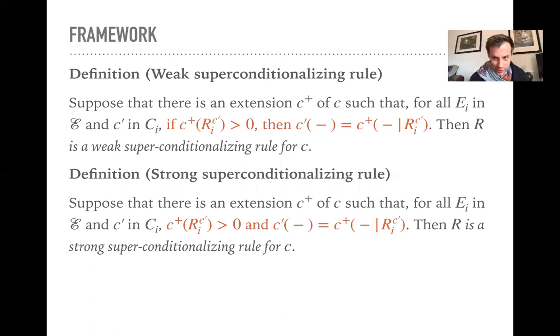And it's going to turn out there are two varieties of these, because we can say slightly different things about each of them. A weak superconditionalizing rule is the following. Essentially, suppose you've got a non-deterministic updating rule. Then it's not going to be a conditionalizing rule. It's not going to tell you that for each piece of evidence you might have received, there's a single credence function that would be permissible as a way of responding to it. There's going to be a number of them.